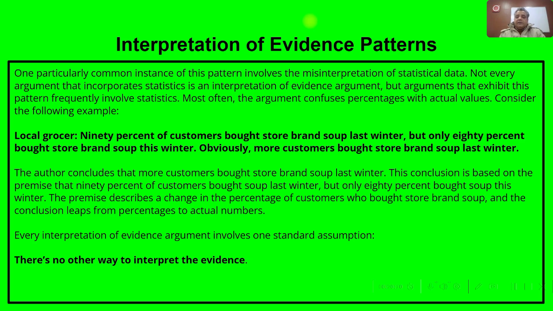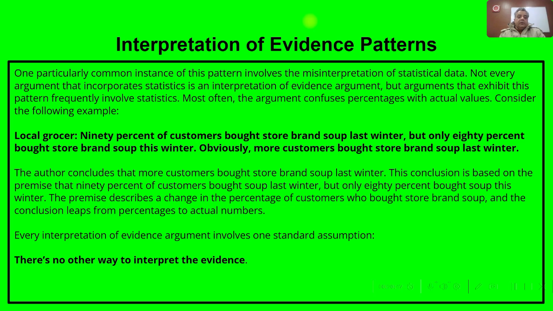So if he answers that last winter the total number of customers that visited the store was 100, then 90% of 100 is 90. And this winter the number was 200, right? So 80% of 200 is 160. So obviously the customers that bought the store brand soup this winter are more, right? So here the local grocer's assumption was that this evidence of percentages cannot be interpreted in any other way.